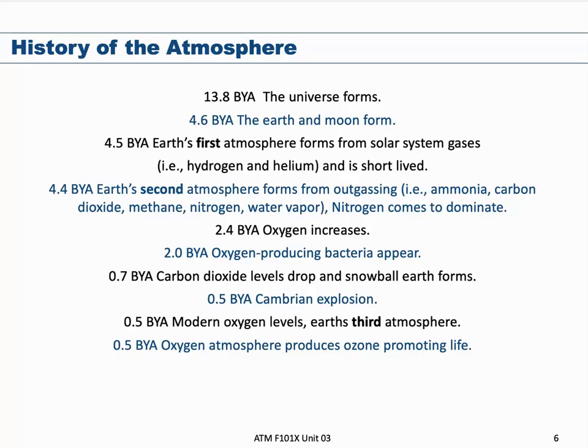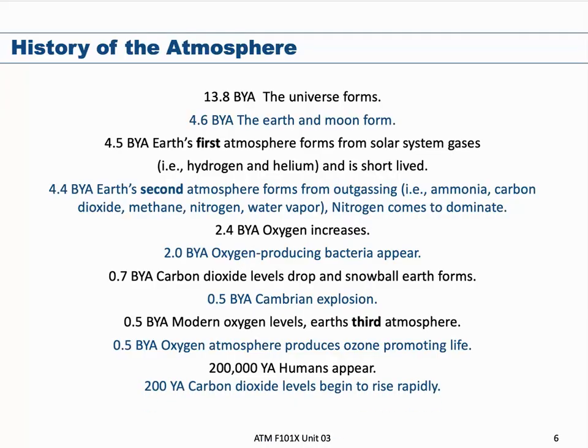About 0.5 billion years ago, the oxygen atmosphere also produces an ozone layer, which also contributes to promoting life on Earth. About 200,000 years ago, humans finally appear, and 200 years ago, carbon dioxide levels begin to rise rapidly on Earth.